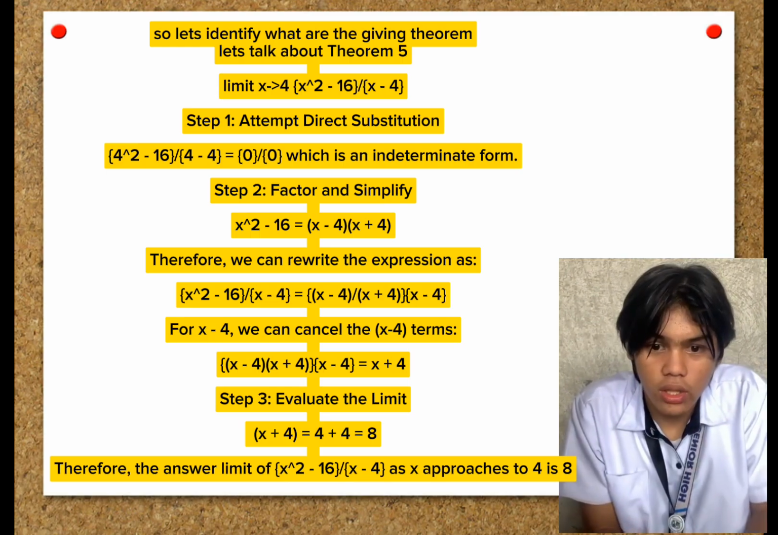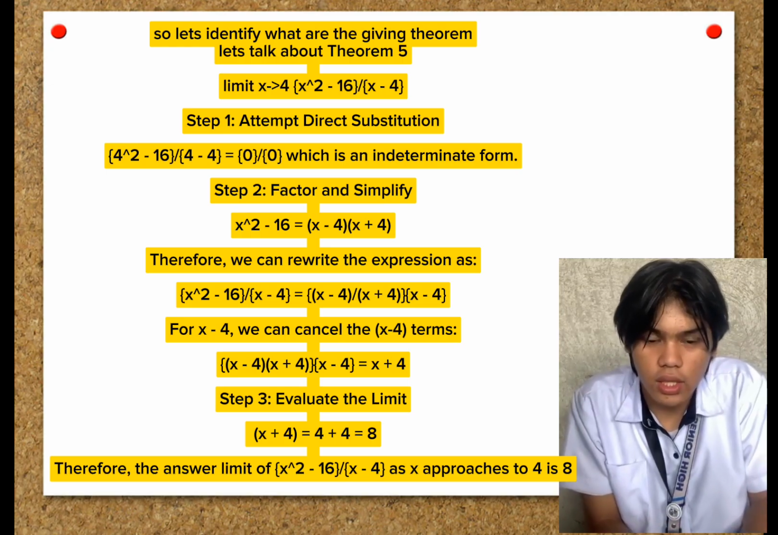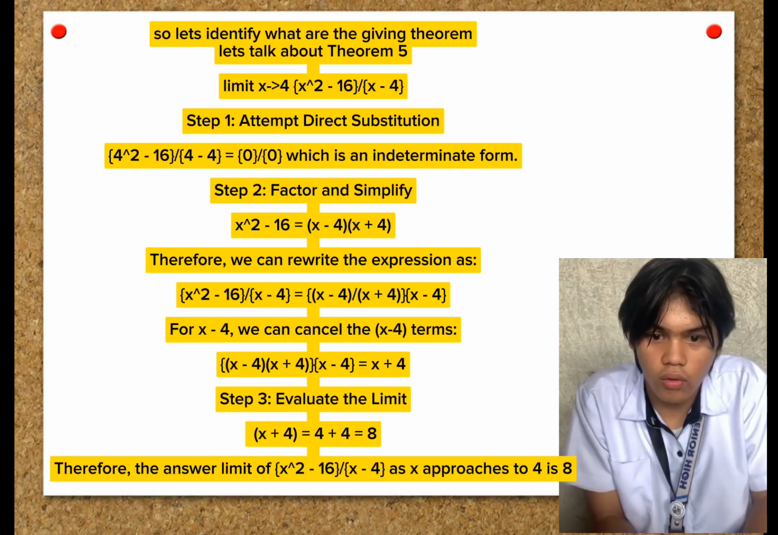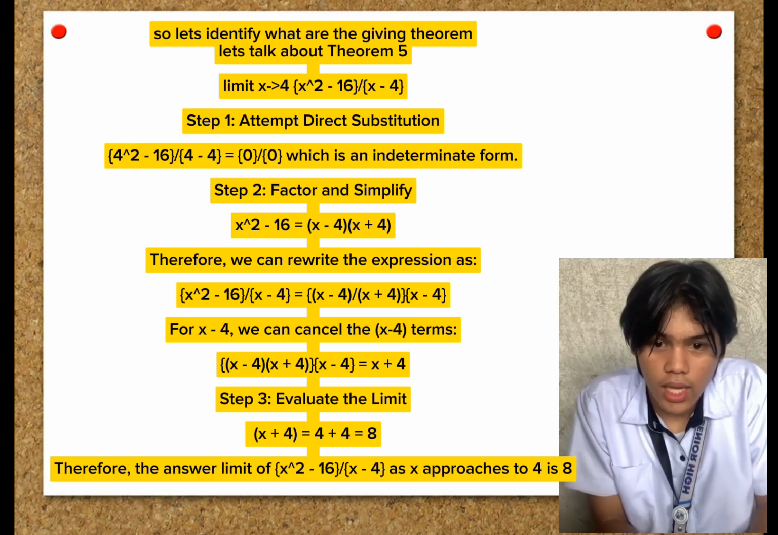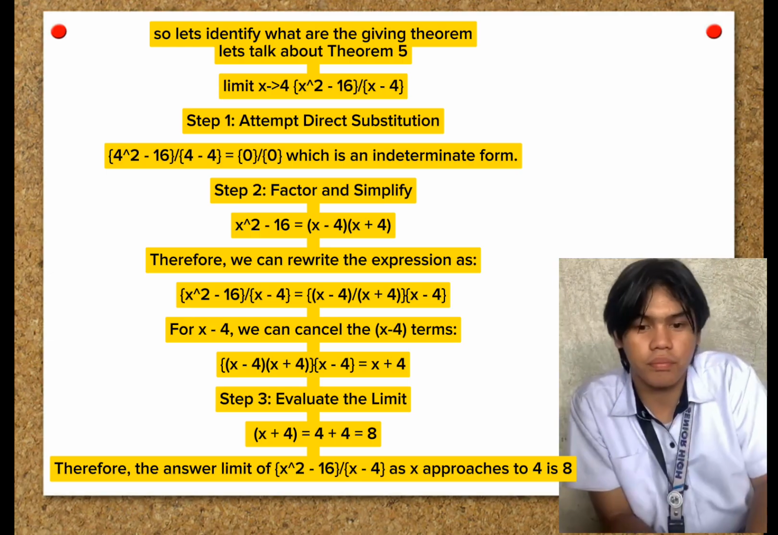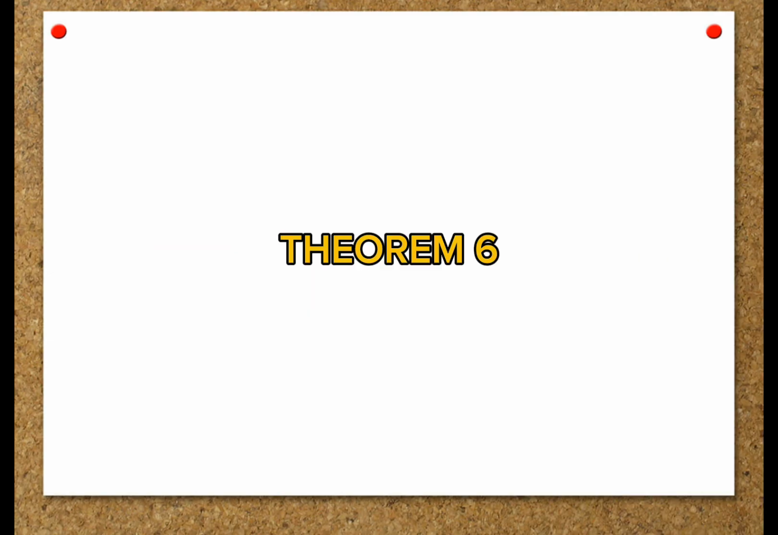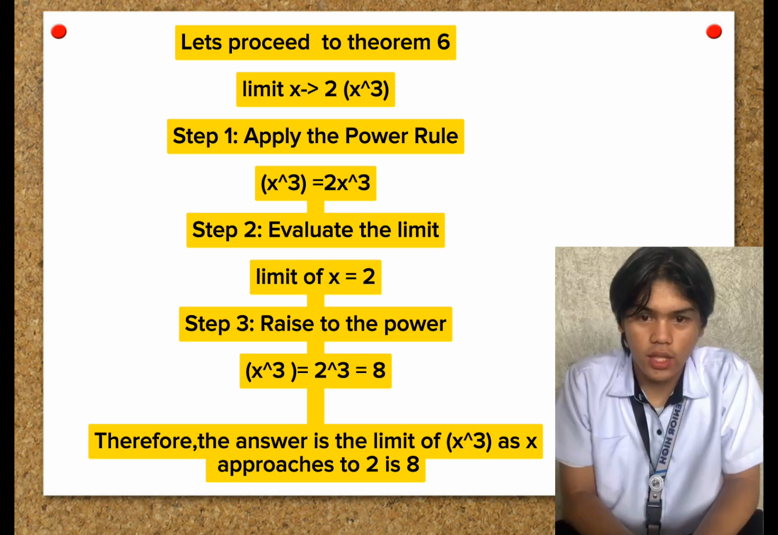Therefore, the answer is the limit of (x squared minus 16) over (x minus 4) as x approaches 4 is 8. Let's proceed to theorem 6.